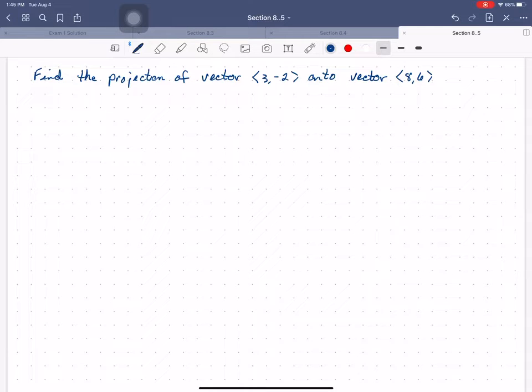So vector 8, 6. 1, 2, 3, 4, 5, 6, 7, 8. 1, 2, 3, 4, 5, 6. That's my endpoint of vector 8, 6. And I'm going to just call that vector b. And 3, negative 2. 1, 2, 3, 1, 2. I'm going to call that vector a.